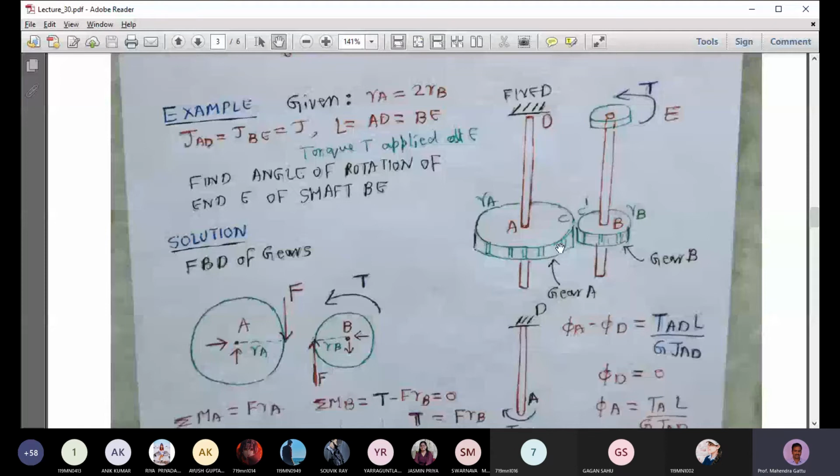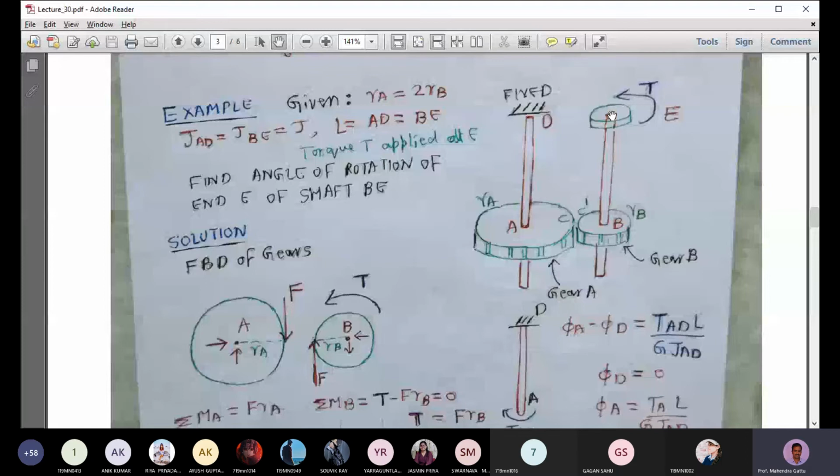And we have another shaft B, and there is a smaller gear here. Let's call that gear B. The radius of this gear A is RA, and the radius of this gear B is RB. And at the end, we are applying a twisting moment T. So we are asked to find what is the angle of rotation of this point E with respect to the global coordinate system. How much is the angle of rotation of the shaft at this point?